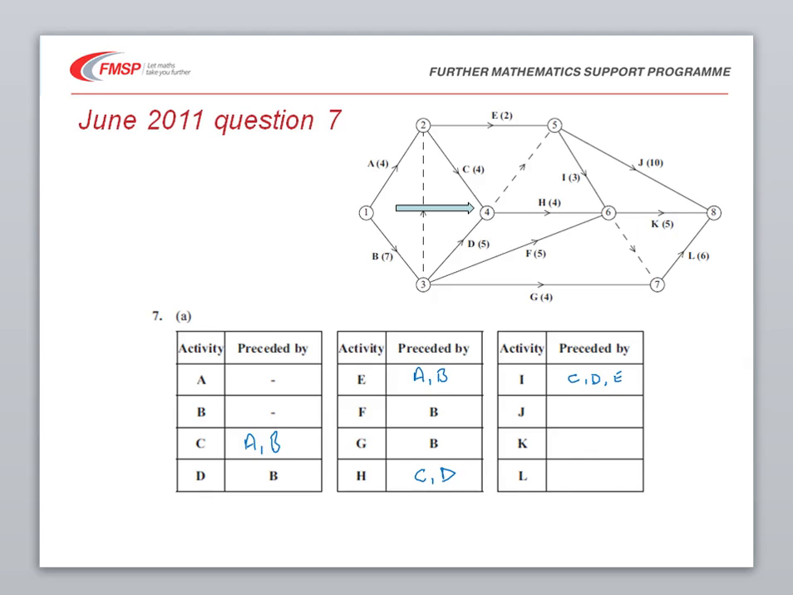Well, J is coming from exactly the same point here, from 5, so it must have the same precedence as I did. So that also will be C, D and E. We're nearly finished now. K is in here. If we look at the precedence for K, we're looking at event 6.